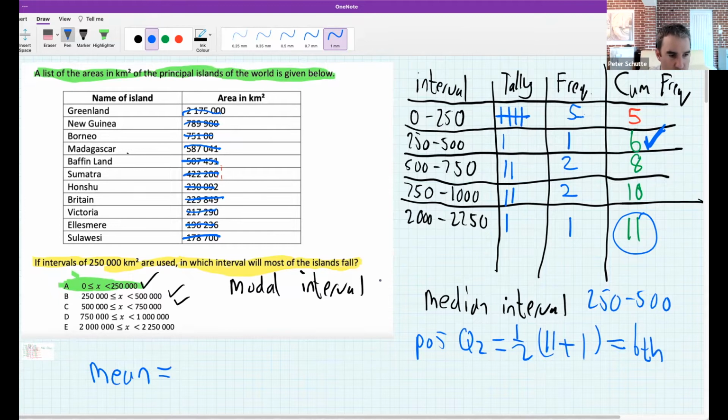So all I've shown you so far is how to find the modal interval, which is the interval of the data that has the most items. And then finding the median interval, we used the position calculation that we learned about earlier, and we used what's called the cumulative frequency column to help us find how far we were into the data. We could have said, well, 5 plus 1 gives us 6, position 6, but I think the cumulative frequency column helps us even more.